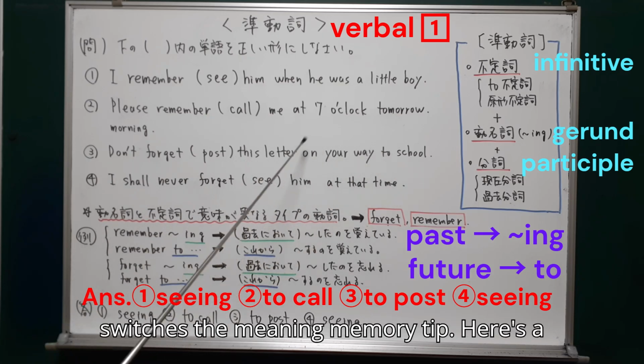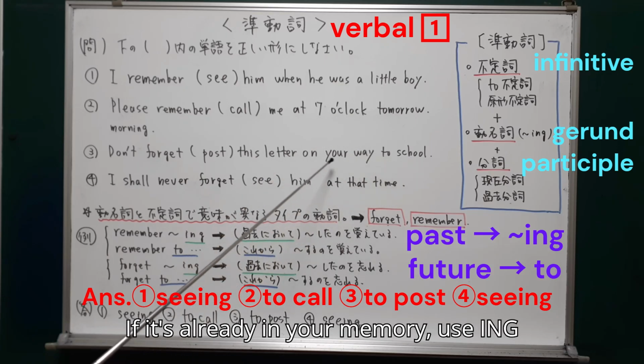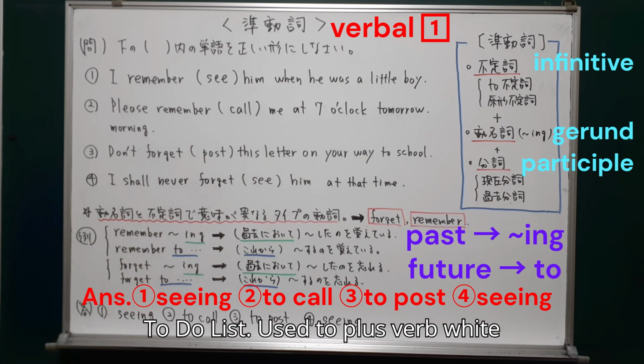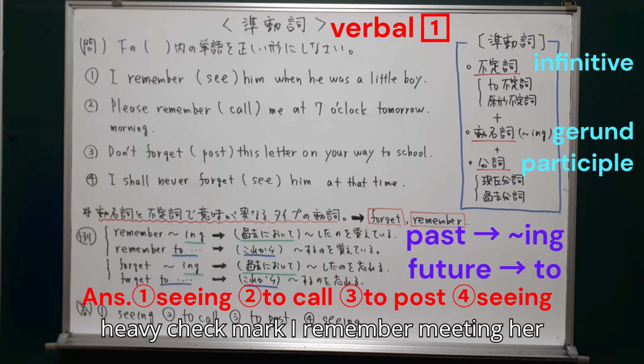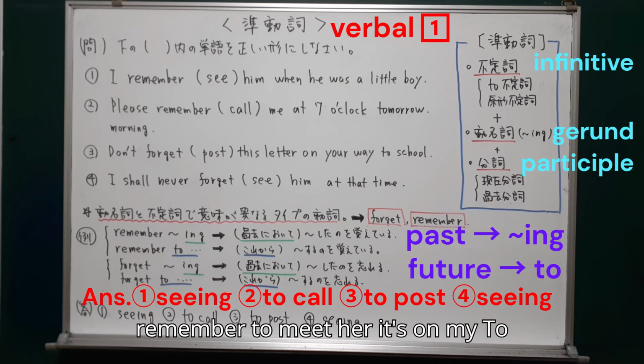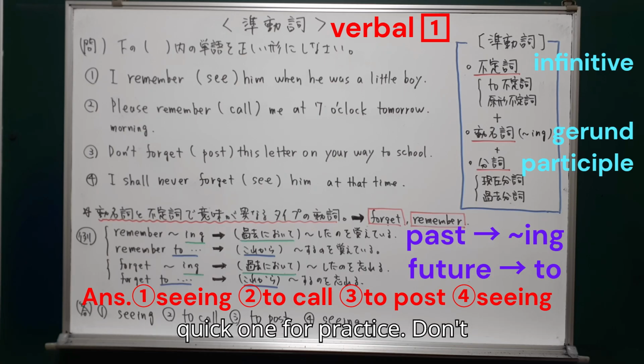Memory tip. Here's a fun way to remember it. If it's already in your memory, use ing. If it's still on your to-do list, use to plus verb. I remember meeting her. It's in my memory. Remember to meet her. It's on my to-do list. Easy, right? Here's another quick one for practice.